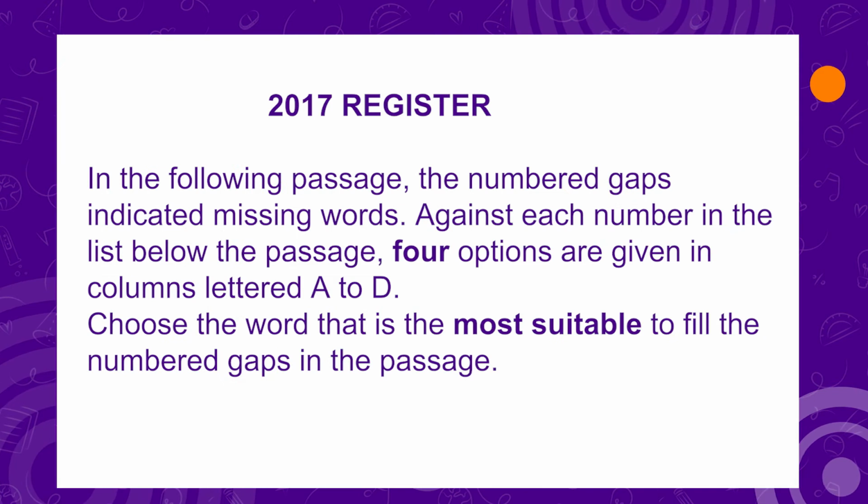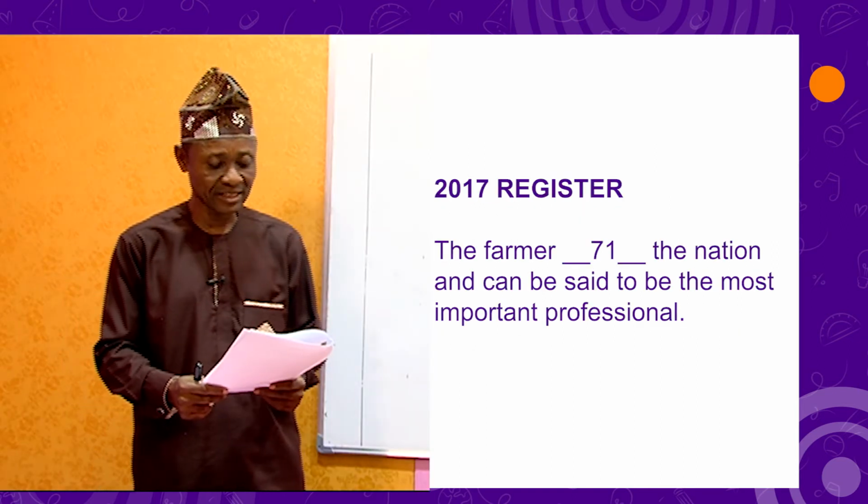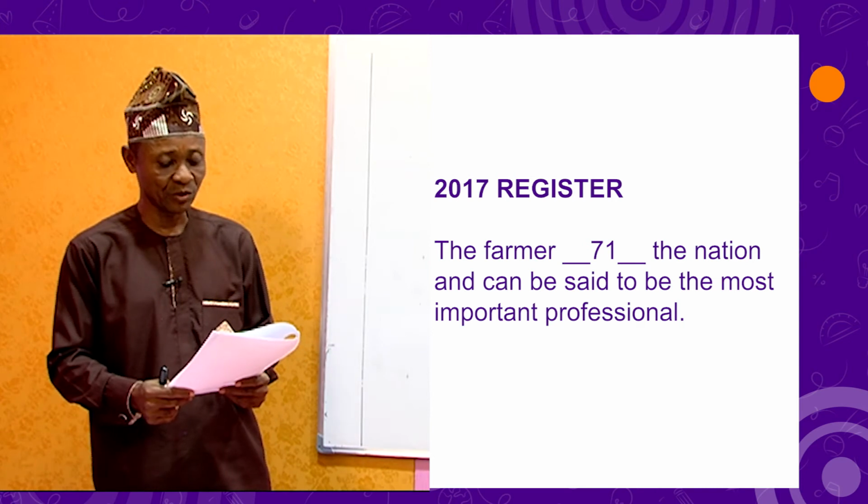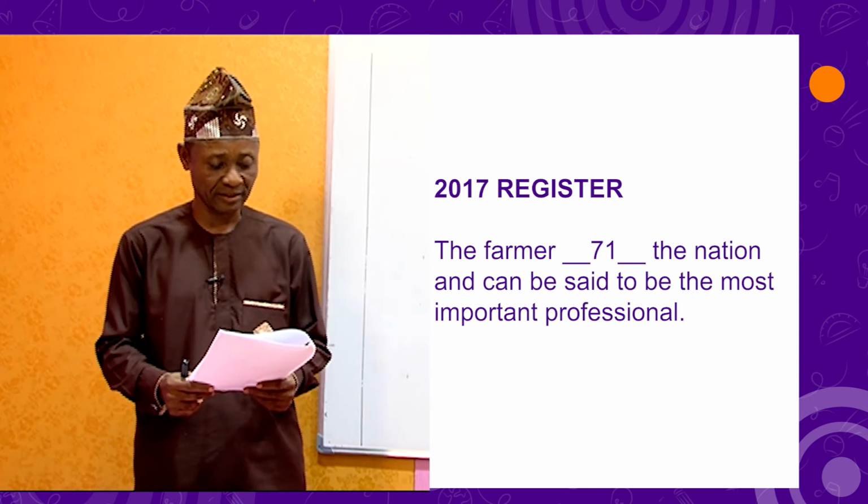In the following passage, the numbered gaps indicate missing words. Against each number in the list below the passage, four options are given in the columns lettered A to D. Choose the word that is most suitable to fill the numbered gaps in the passage. I read: the farmer dash the nation and can be said to be the most important professional.